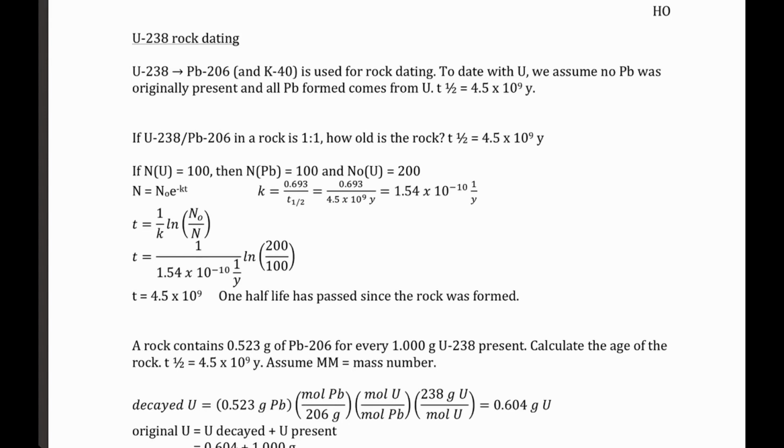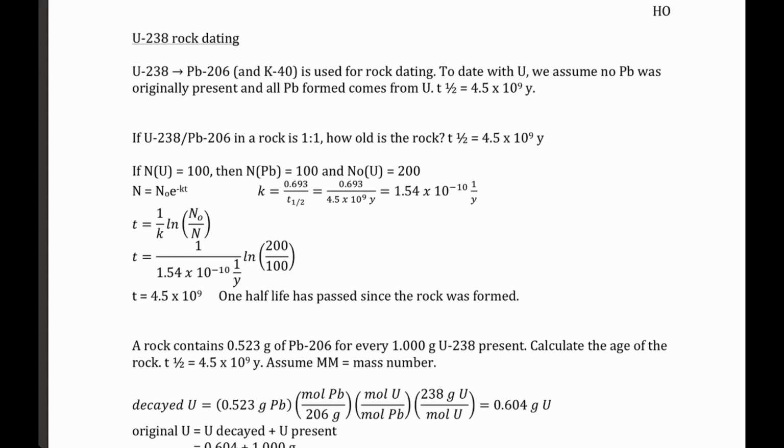So we have t equals 1 over 1.54 times 10 to the minus 10, 1 over years, times ln of N naught, 200 over 100. We find that t comes out to be 4.5 times 10 to the 9th years, or we would say 1 half-life has passed since the rock was formed.